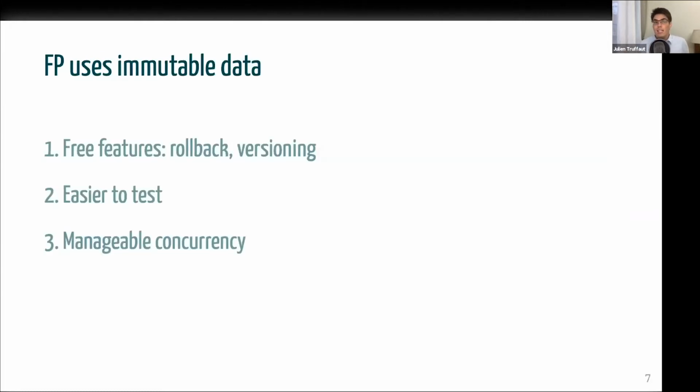Well, the issue is that in FP, we mostly use immutable data. I will quickly go through the main reasons for that choice. Immutable data offers some nice features like versioning or the possibility to roll back since we never destroy or erase anything. For the same reason, immutable data simplifies testing. We can take an object, apply a few transformations, and then compare the result with the initial state. This initial state is still available and hasn't been altered in any way since the data is immutable.